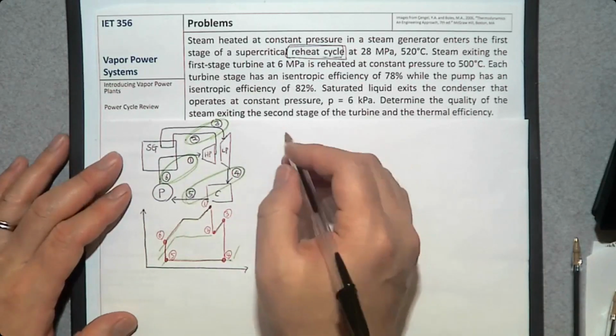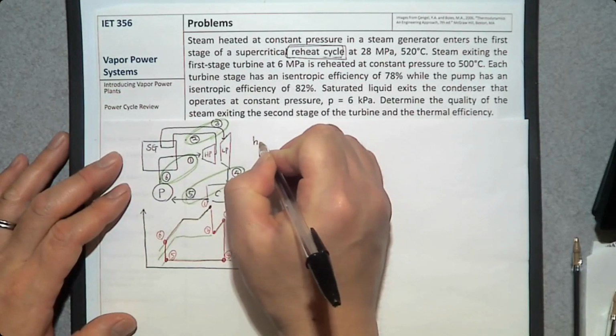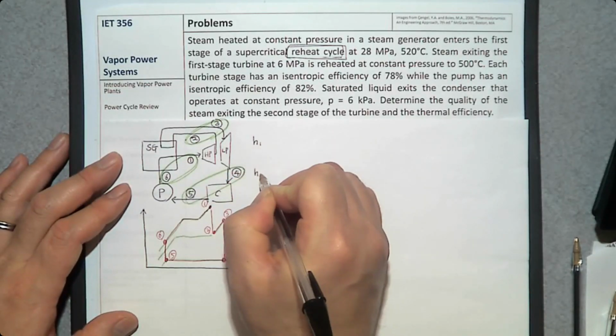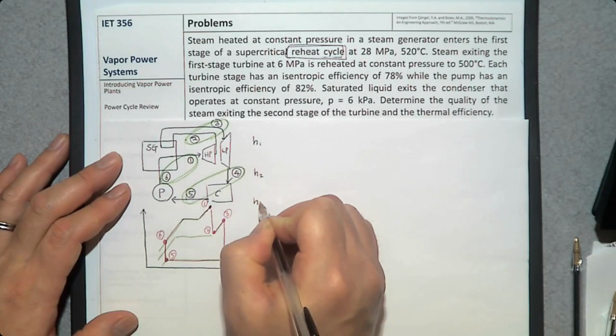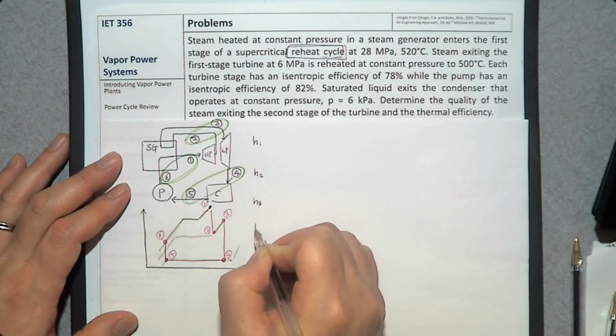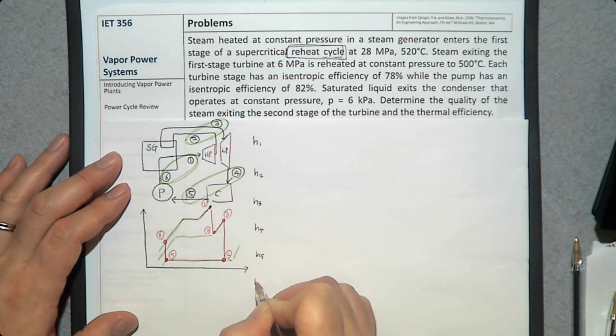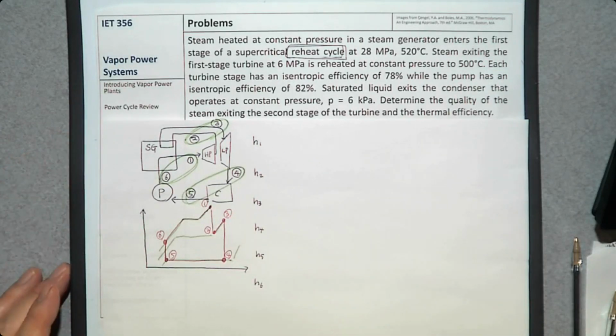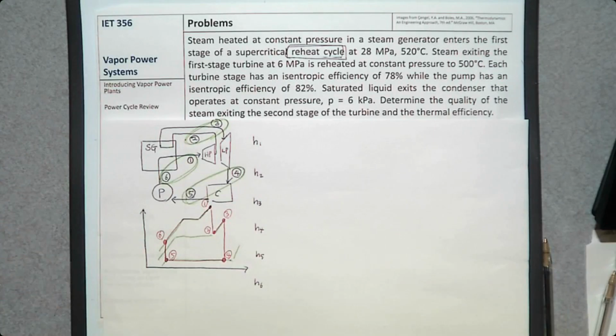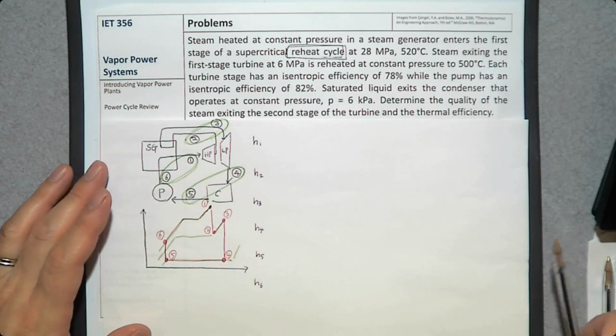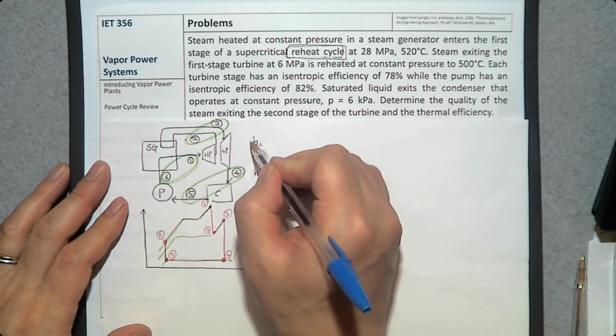So you need to determine H1, H2, H3, there are 6 of them, H4, H5, and H6. All of them that you need to calculate. And to determine each H, you need to have at least 2 property values. So let's see. For H1, what do we have?